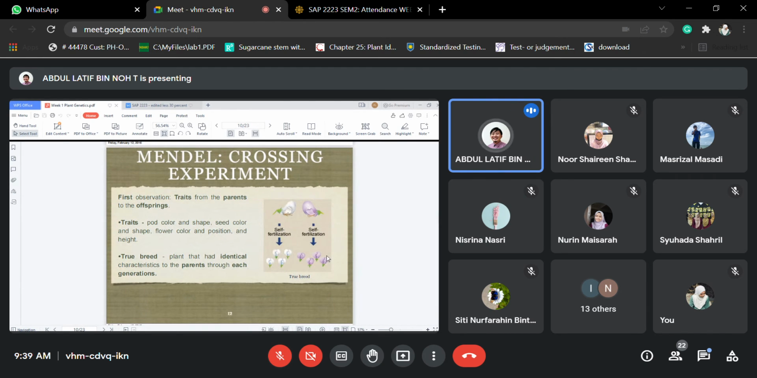So let's go back to how it started. How did he come to know how these things can happen, and how things triggered his curiosity? His observation first was from the particular plant or flowers. He saw the traits of the flower: pod color and shape, seed color and shape, flower color and position, and height.